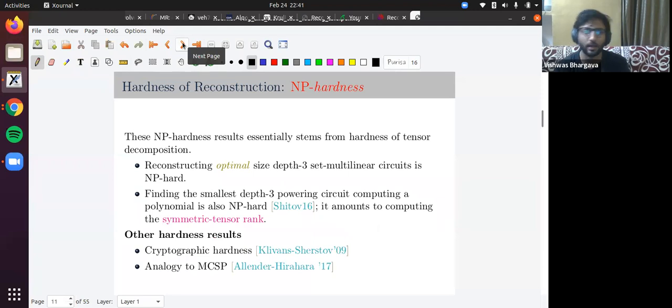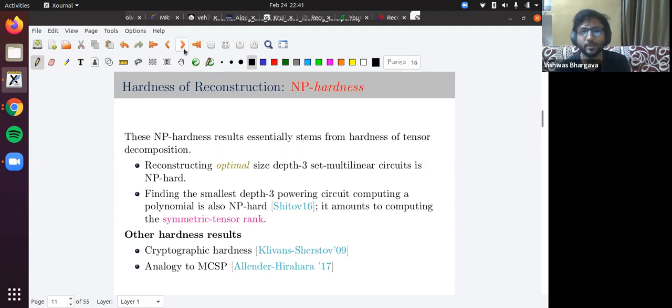There are some other hardness results as well. There is a cryptographic hardness result that if you can PAC learn depth 3 circuits, then you can get a quantum algorithm for lattice problems. And there's a basic analogy to the MCSP problem, which is a similar problem in the Boolean setting, which is expected to be hard, NP hard in particular. So these are all the reasons that we have for why we think reconstruction is important. I hope there will be much more concrete results, but right now we have just this much.